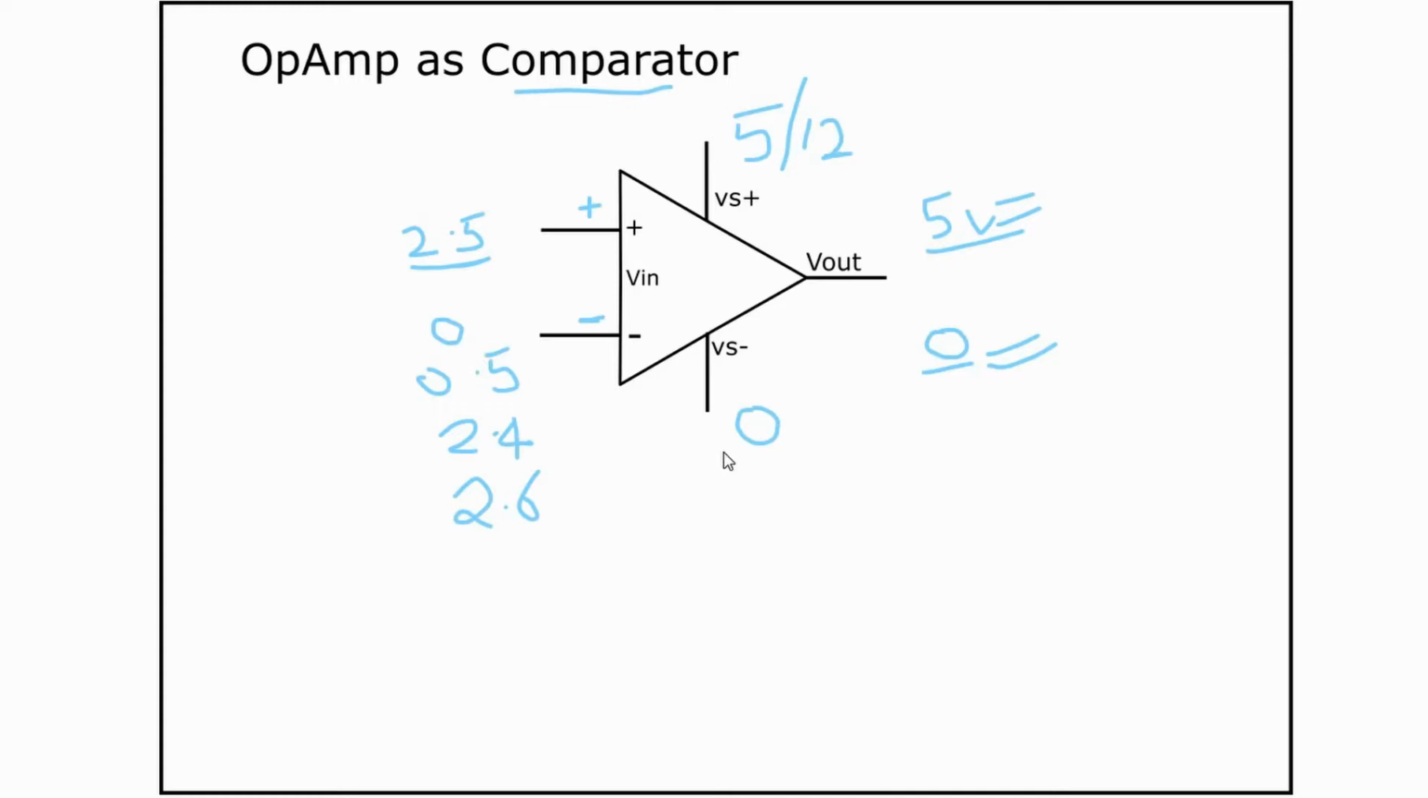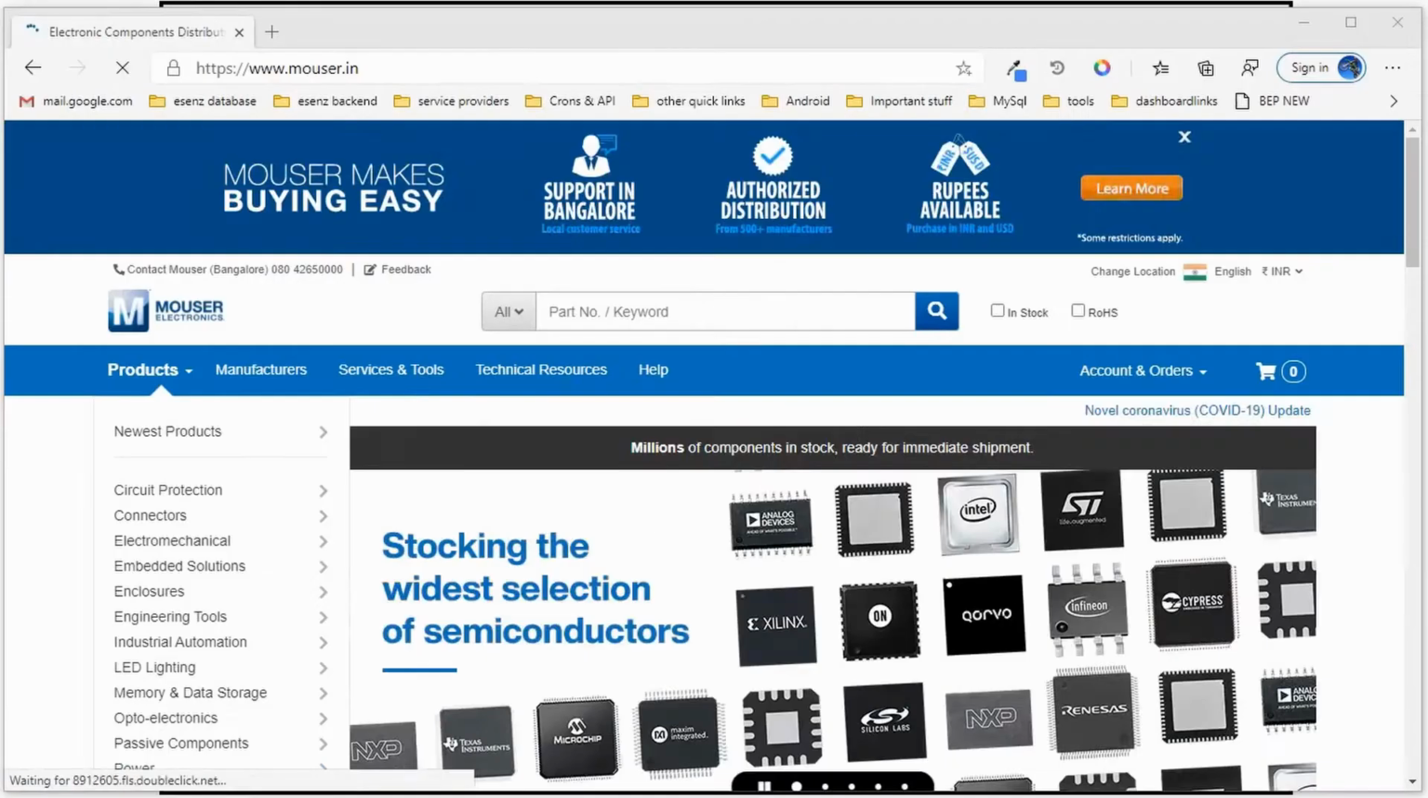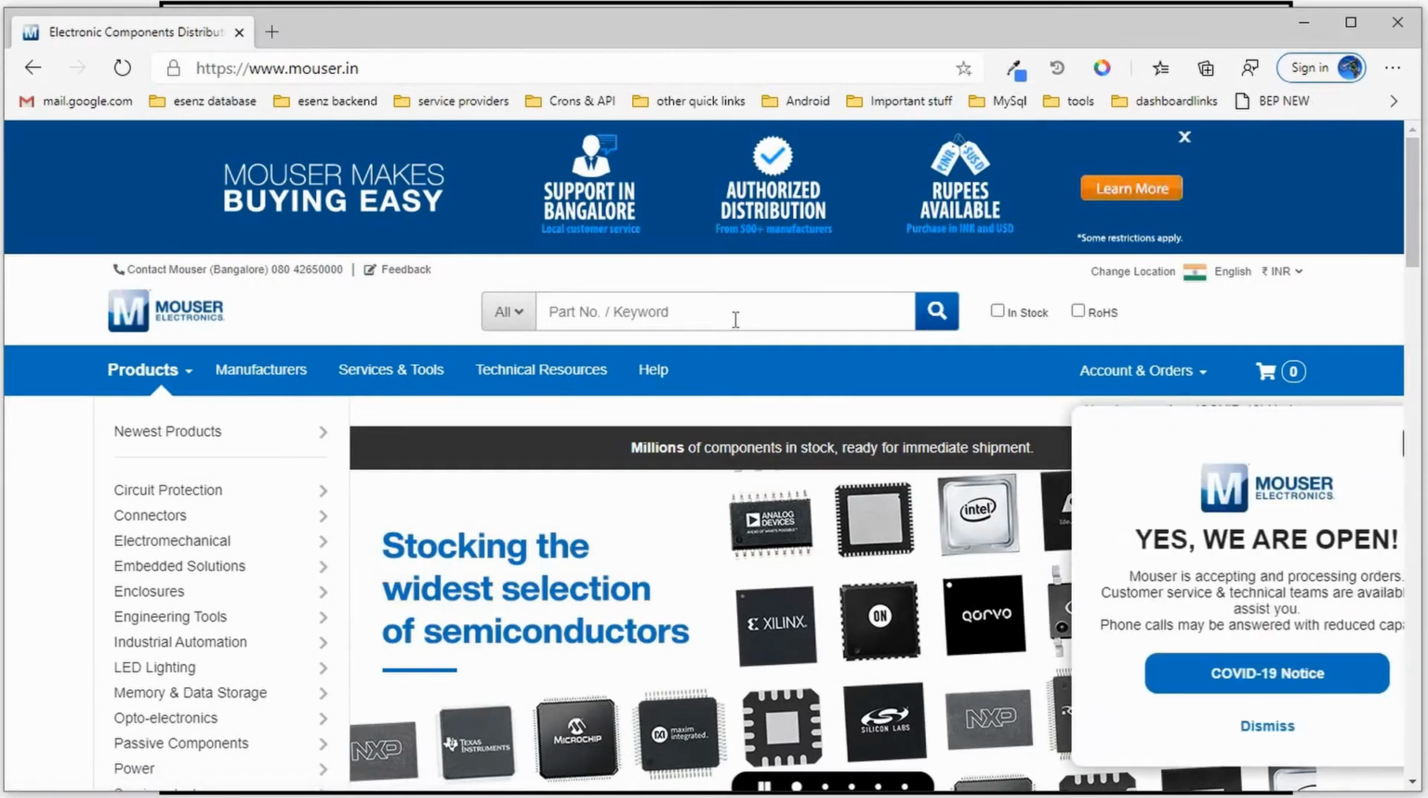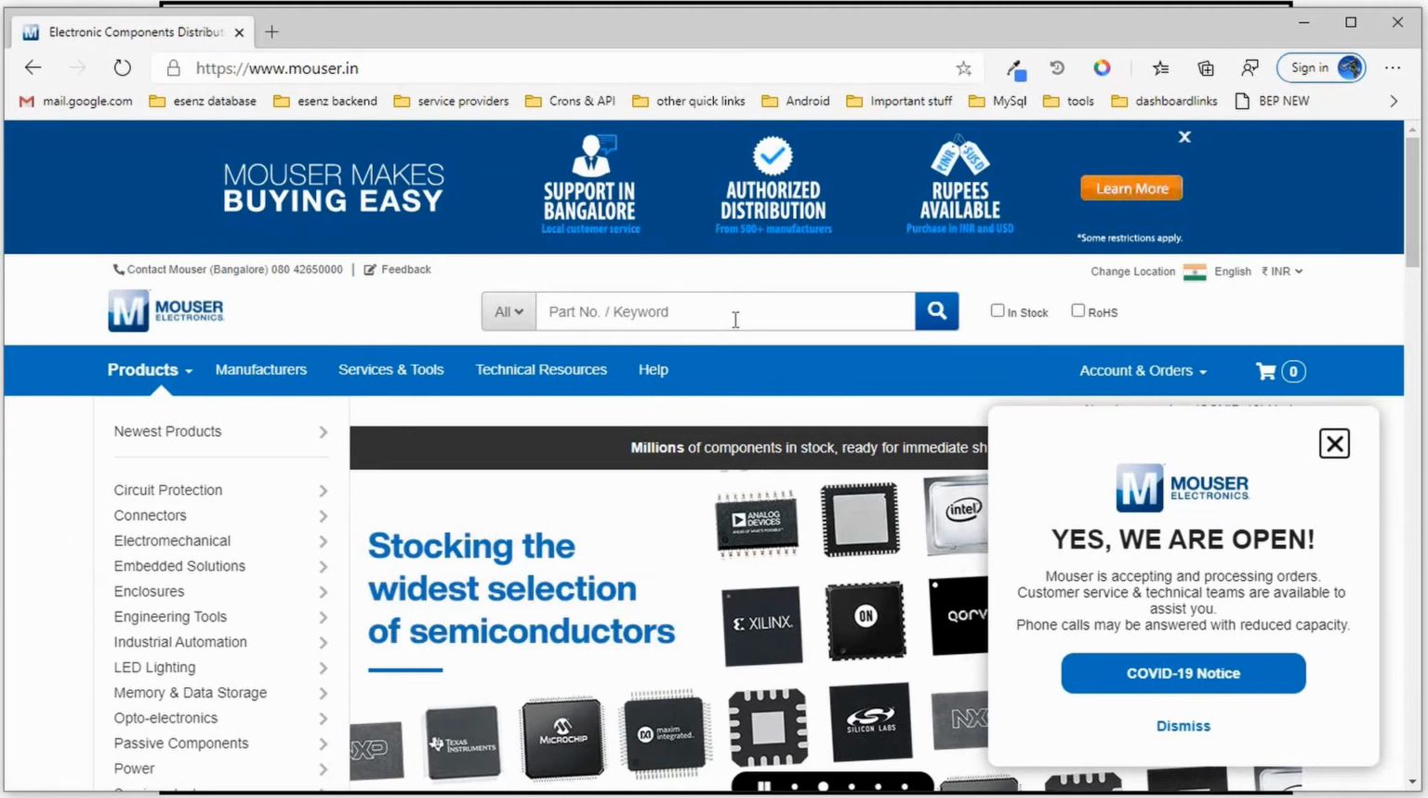Okay, now let's download a data sheet of one of the op amps, go through the data sheet once, and jump into simulation and see how this operates. As I told you, there are a lot of op amps. So generally I use LM358.